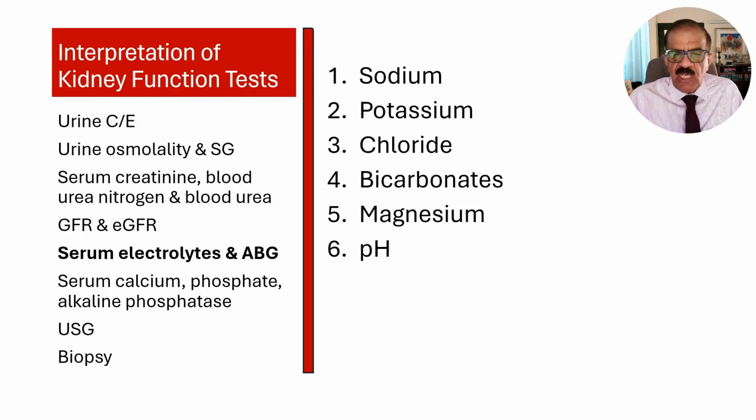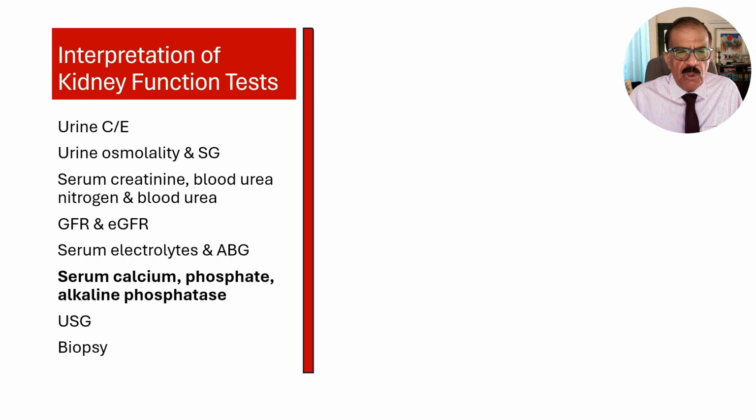In arterial blood gas, we would know the pH is likely to go in the acidic direction because patients develop metabolic acidosis. You know, metabolic acidosis is further of two types. In kidney disease, you could develop either type. You could develop metabolic acidosis with normal anion gap, or you could develop metabolic acidosis with widened anion gap. So this I've already talked about.